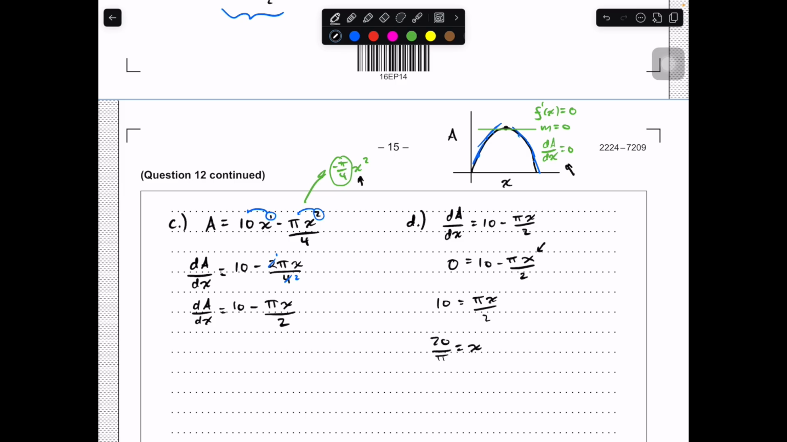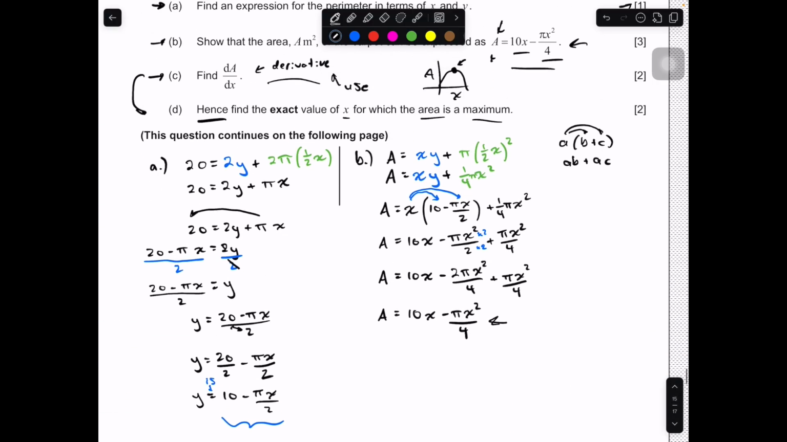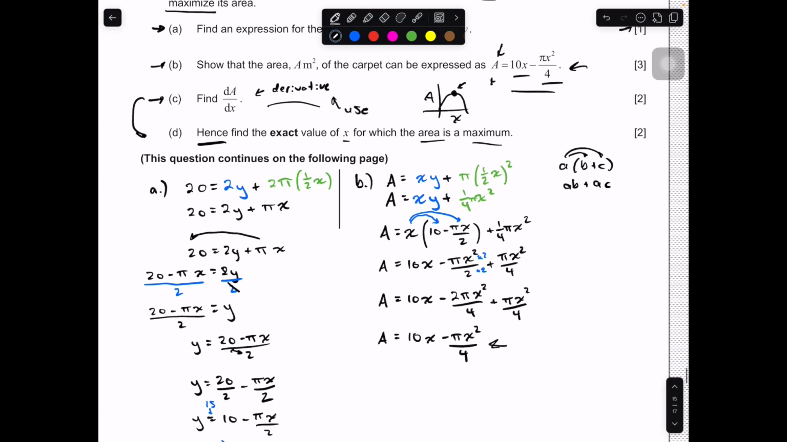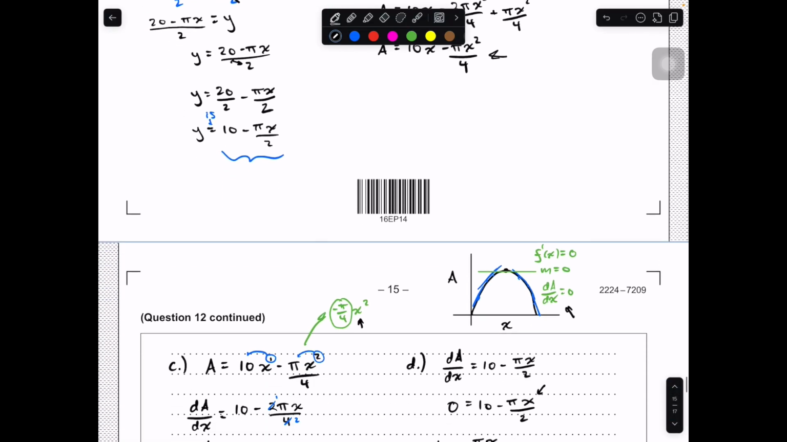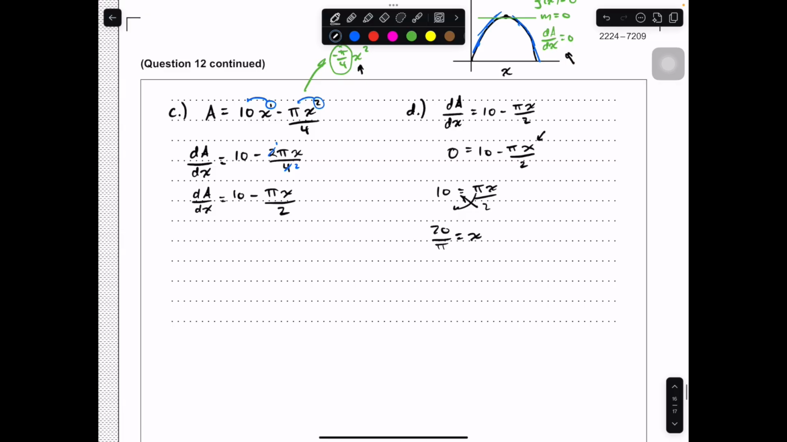Did they ask us for an exact value? Sorry, I multiplied this by 2 and then divided by pi. If they're asking us for an exact value, that's what we need. Oh wow, they are. So they are actually expecting some rearranging of values. If we put this into the calculator, it's going to give us a decimal. So let's take some more time and unpack this.